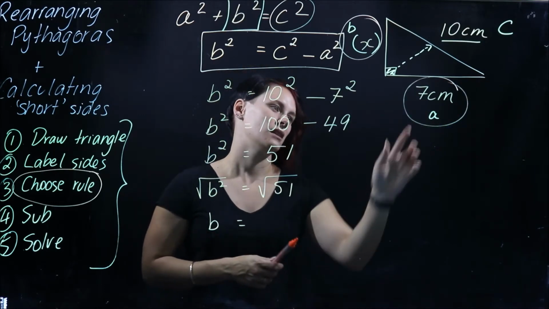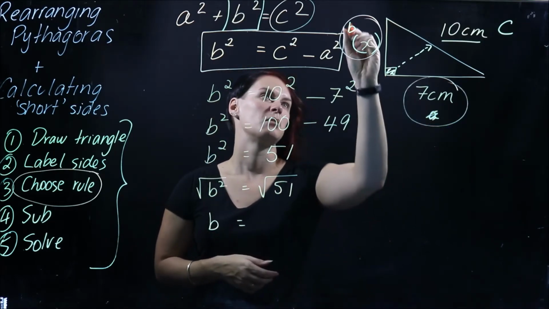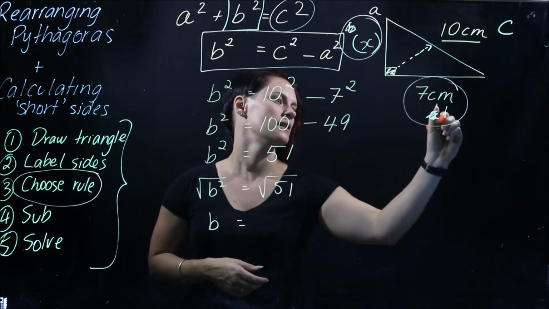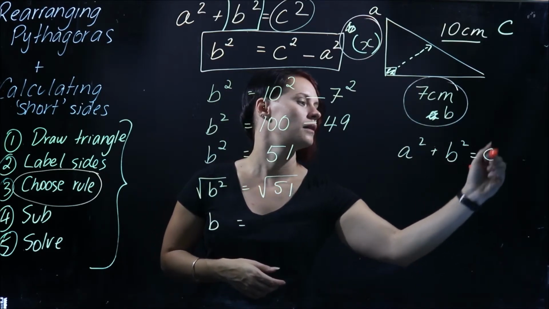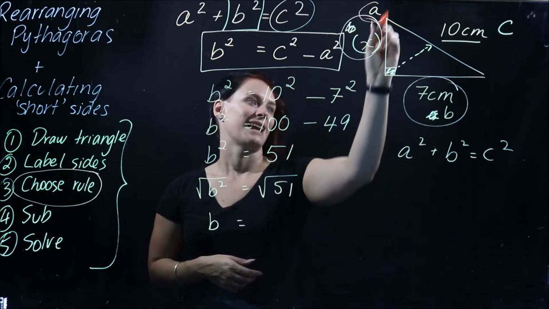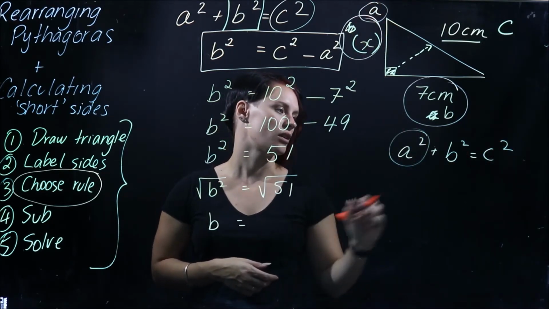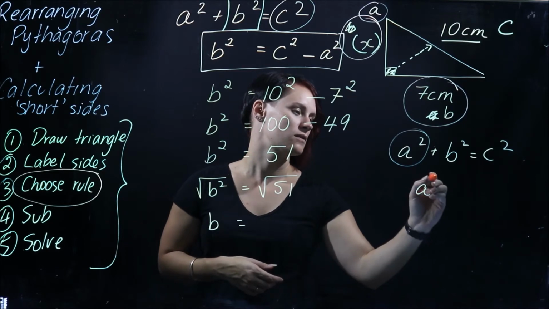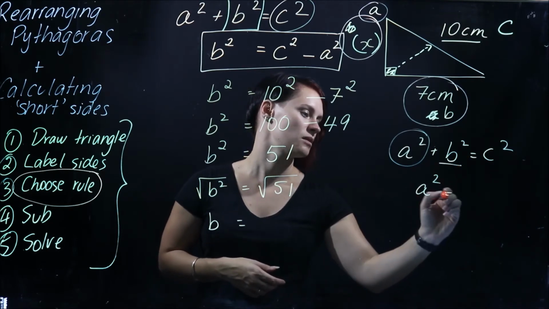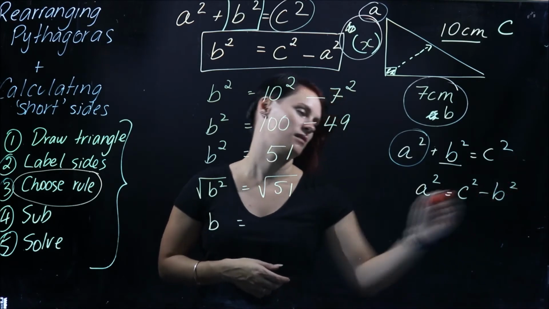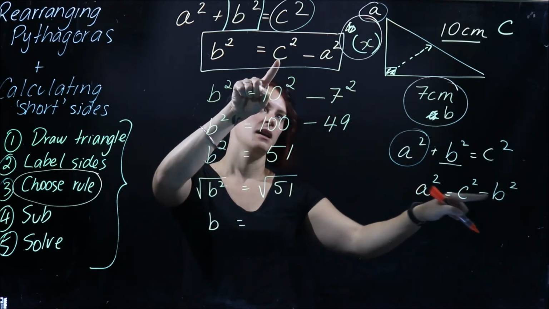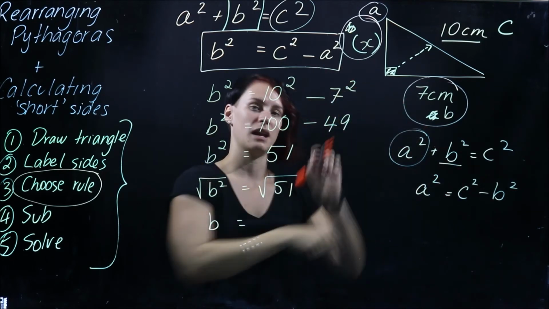Now, say we actually changed the label and said that this one is A and this one is B, and this is our usual rule. This time we're trying to find A on its own. That means our rule would actually have to rearrange the B section. So it would be A squared equals C squared take B squared this time, right? Very similar, but we can see the A squared and the B squared have switched around.